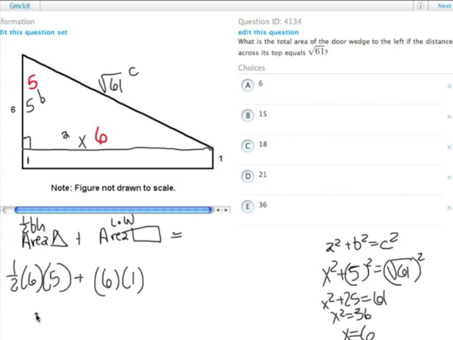So 6 times 5 is 30. 1/2 of that is 15. 6 times 1 is 6. 15 plus 6 equals 21. Answer choice D.